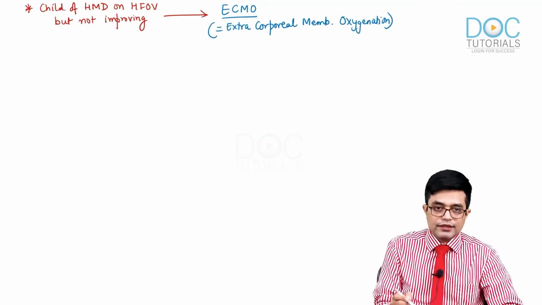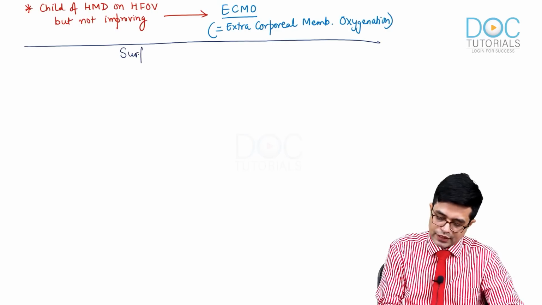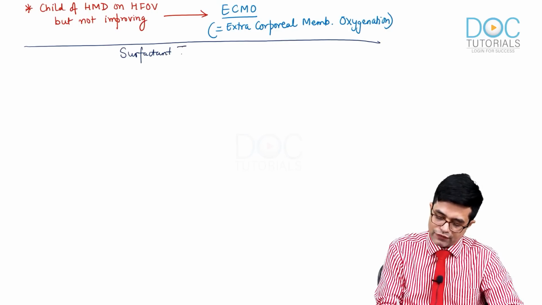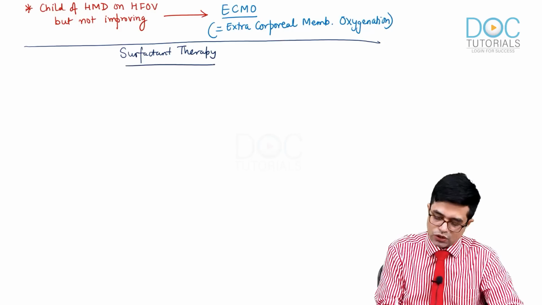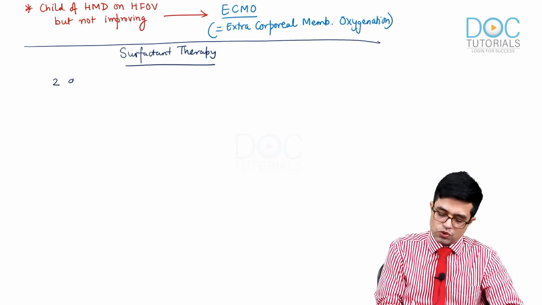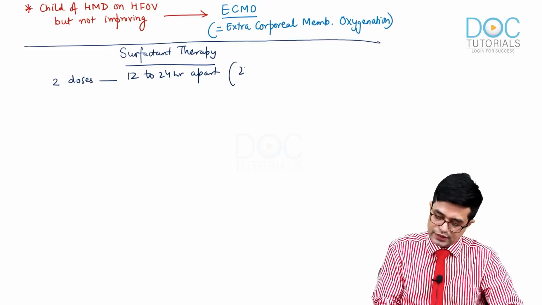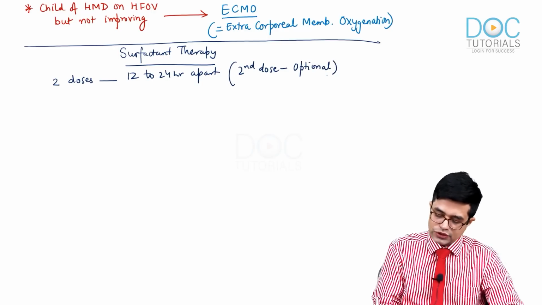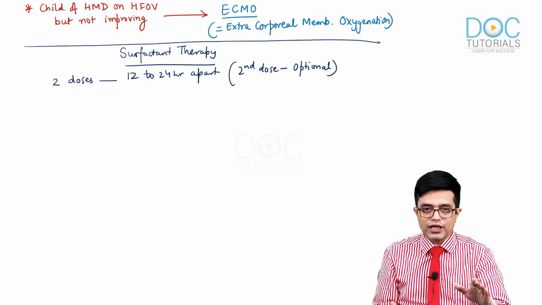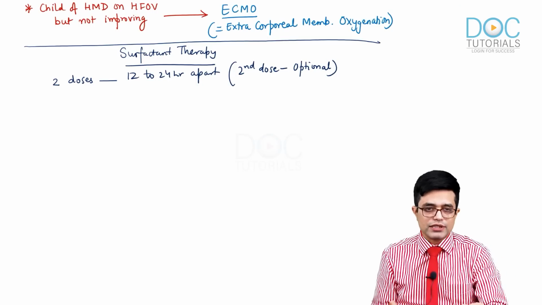So after this, there are a few points related to surfactant therapy that you need to remember, because it is a hot new thing. How many doses of surfactant do you require? You require 2 doses of surfactant, 12 to 24 hours apart, with the second dose being optional. Most of the children require only 1 dose. Amount of dose will not be asked. It depends upon the concentration and brand. And branded things are not asked in entrance exams.